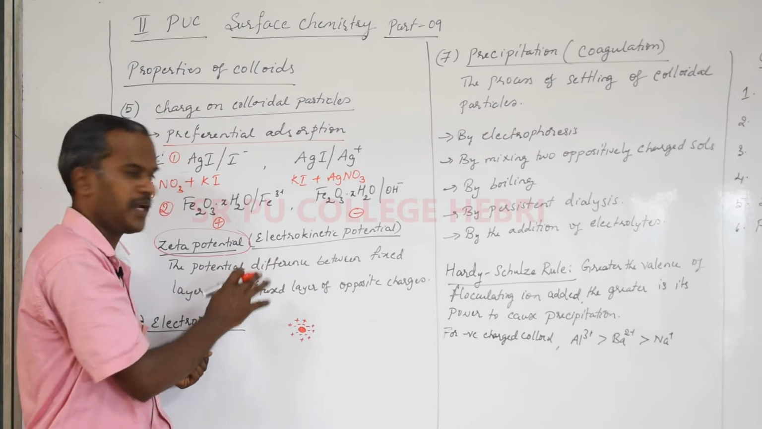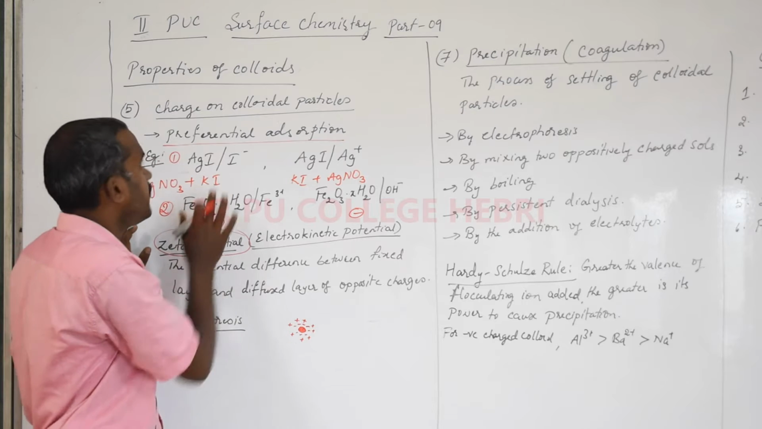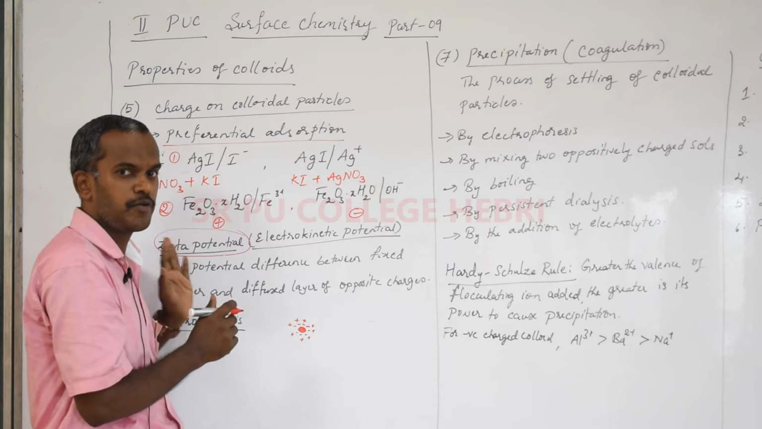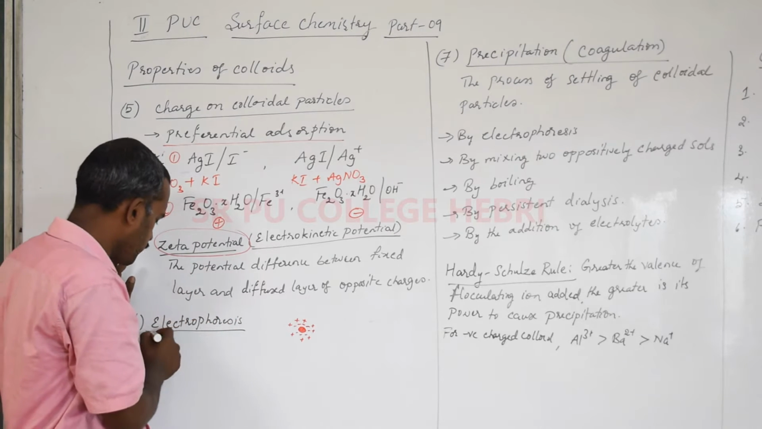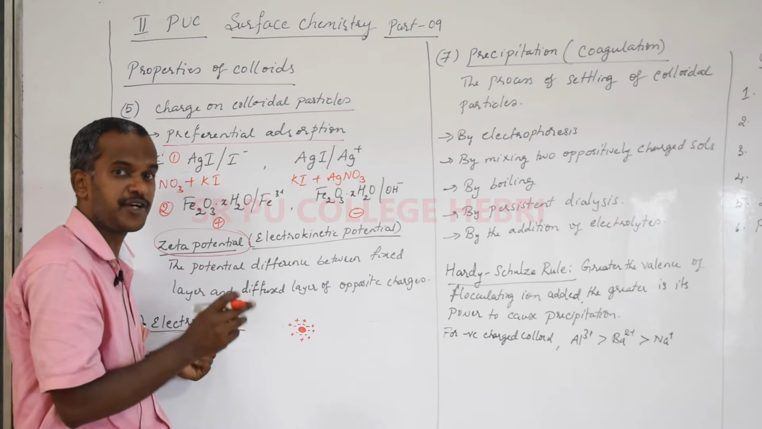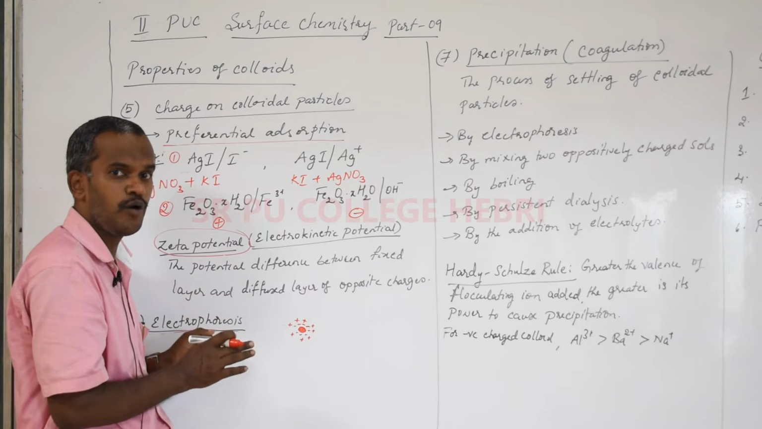When it is asked for 1 mark, you have to write that much definition. Yes, that was the fifth property of the colloids. There is a charge on the colloidal particles. Are you clear? Now let me move on to the next property, that is electrophoresis. Now electrophoresis and electroosmosis, these are two different terms. Try to understand what is electrophoresis.